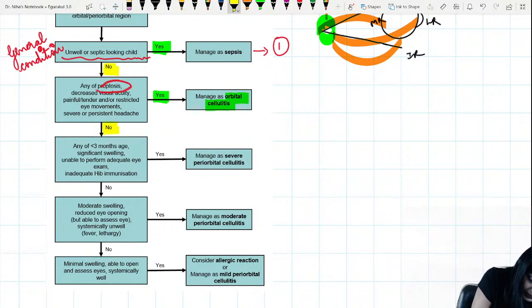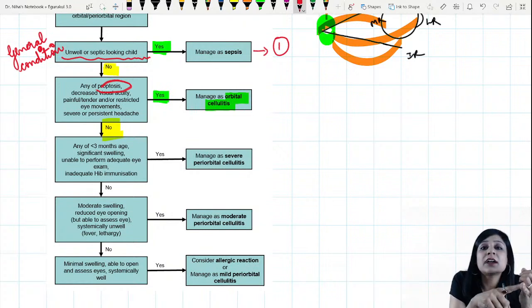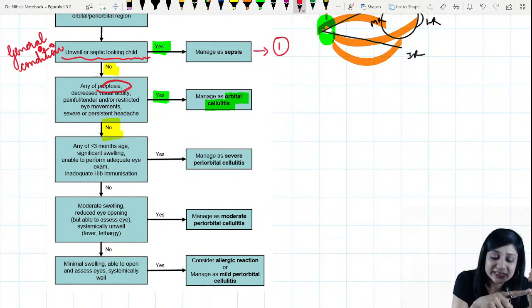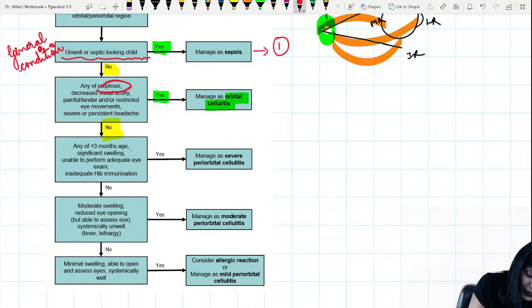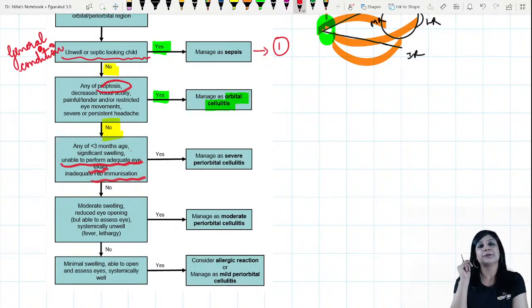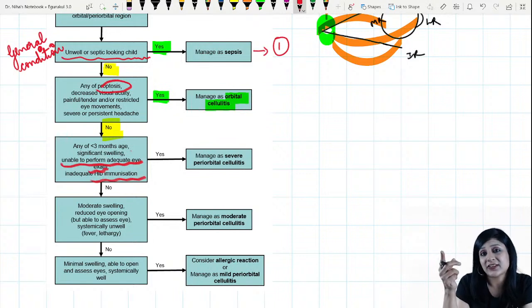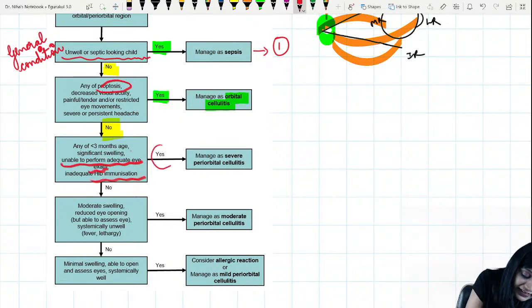then what are the things you have to see? You have to see any of the criteria. Number 1, if the child is less than 3 months of age, has significant swelling, or you are unable to perform an adequate eye examination, or the Hib immunization is not there. These are actually very severe characteristics. So if you have this as yes, then you have to treat it as a case of severe periorbital cellulitis. Severe, then you have moderate, and then you have mild.